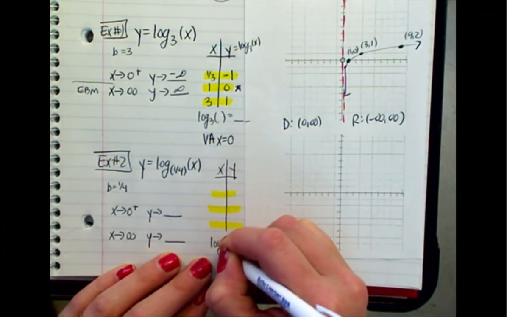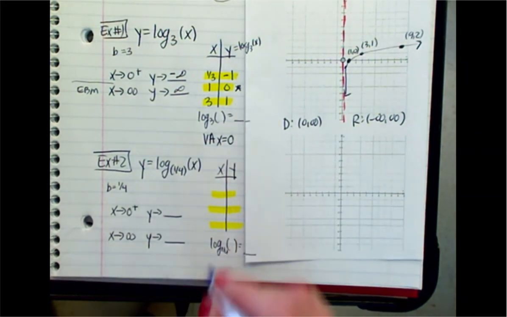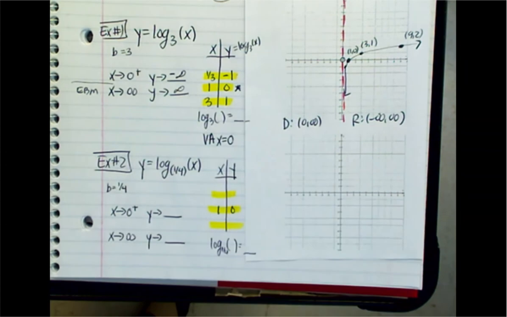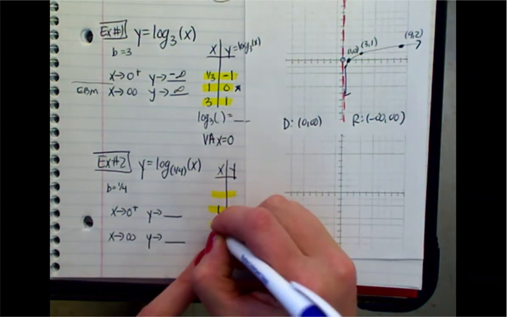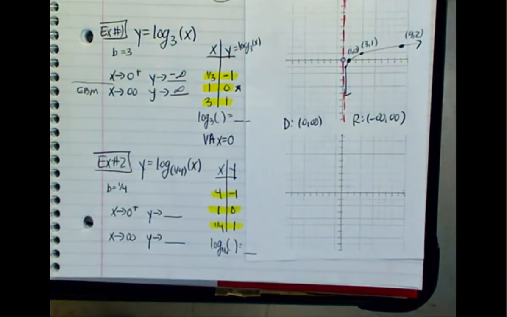What am I trying to evaluate? Well, 1, 0. I've got to get that point. It's going to be 1, 0. 1/4, 1. 4, -1. So when you evaluate logs, you're always looking for the powers. The powers is what you're looking for, the exponent.